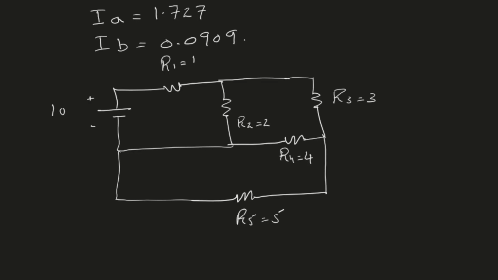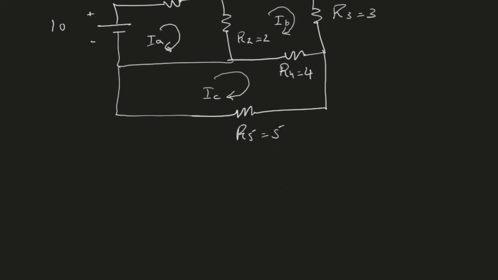So in this circuit, we have three different meshes. Therefore, we will assume three different mesh currents. This is IA, and in this mesh, I have a current IB, and over here, I have a current IC. And I'm sticking to this convention that I will always choose my mesh currents to be clockwise. Okay, with these assignments of the mesh currents, now we can apply KVL to each loop.